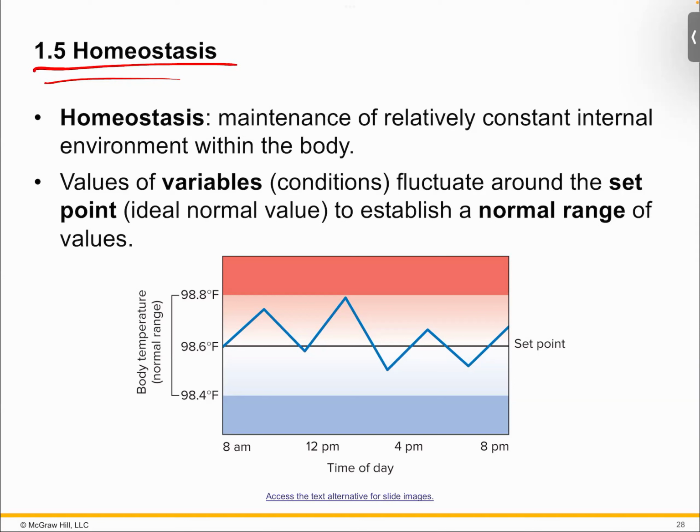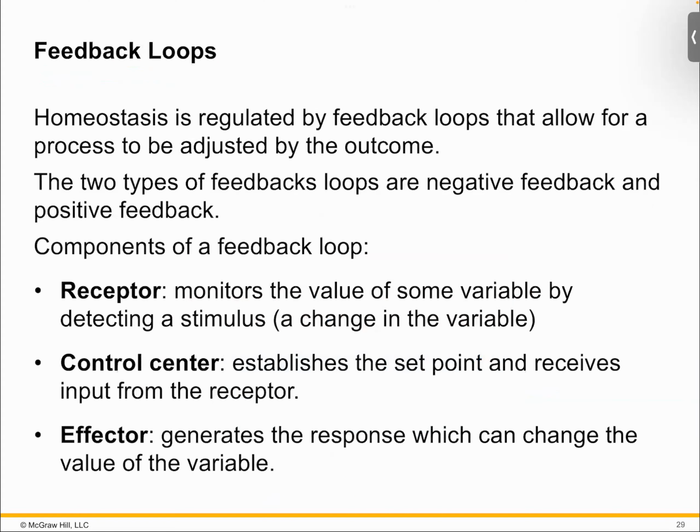So you always have this normal range. So for instance, here's your normal range here. And of course you have these fluctuations, but it's still within this normal range. And as long as you stay within that normal range, you're good. That's basically how homeostasis works.